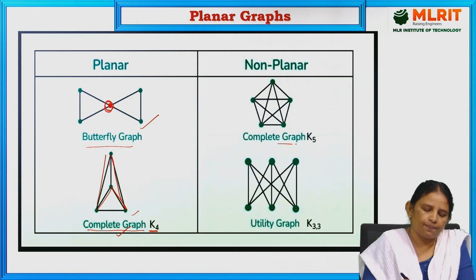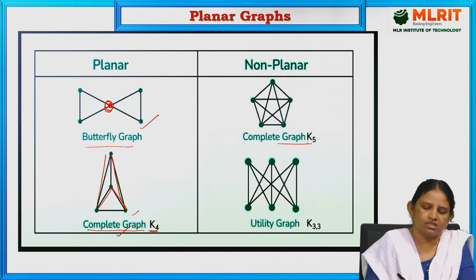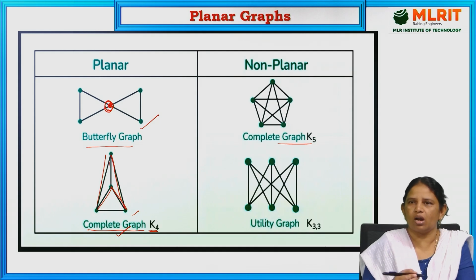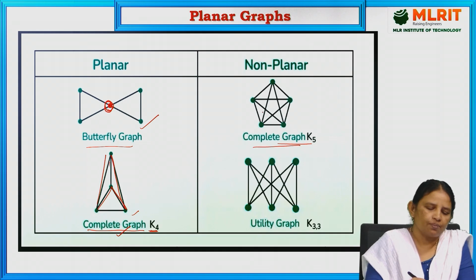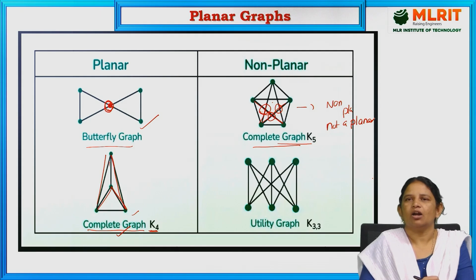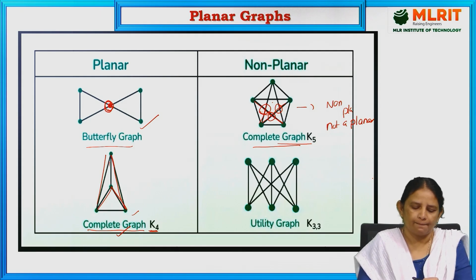Here it is a complete graph of K5. K5 means 5 vertices are present. All 5 vertices are connected to all other vertices in the graph. It is a complete graph. Here some edges are crossing. Here this edge is crossing. Here also this edge is crossing. Here also edges are crossing. If edges are crossing, then we call it non-planar, or not a planar graph.